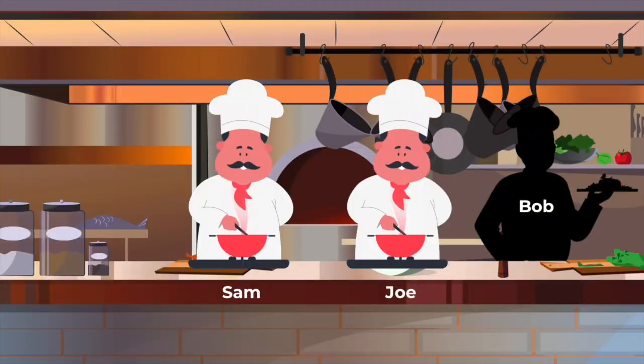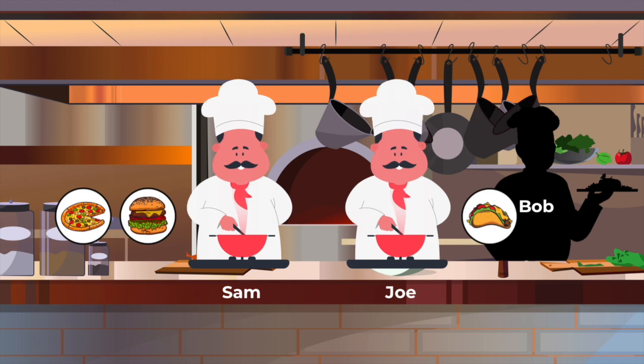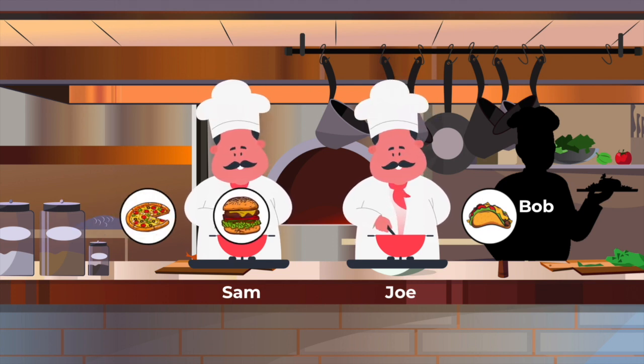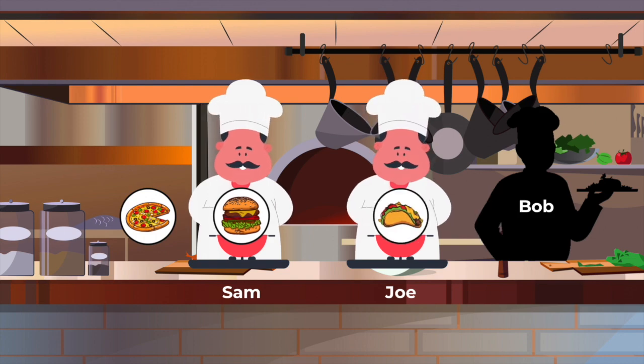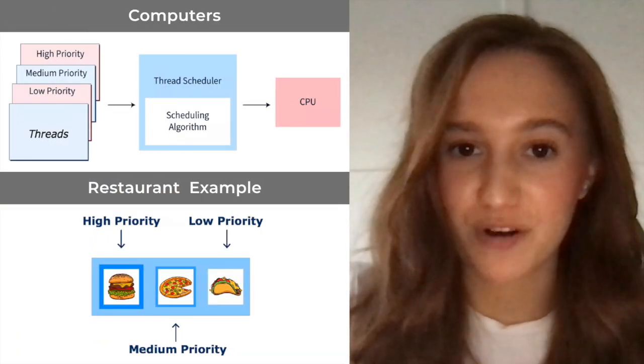Our first scenario is that there are more orders than chefs. Let's say that 3 orders come in, a burger, a pizza, and a taco, with 2 of them assigned to Sam and 1 to Joe. First, Sam will make the burger because it has a longer cooking time, and Joe will make the taco. Similarly, in computers, the OS schedules the higher priority threads to run first.